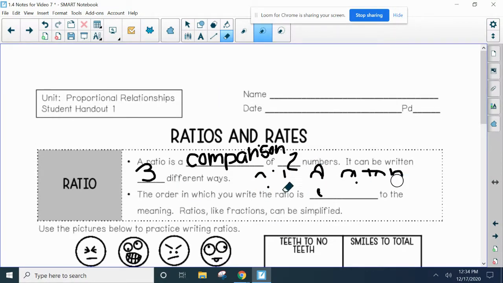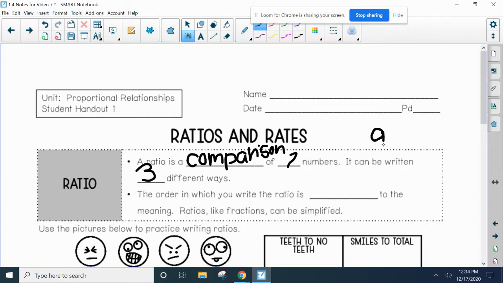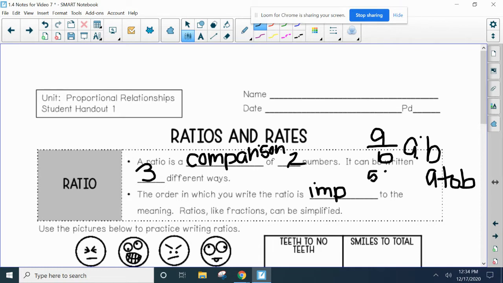All right, so A to B, A fraction B, A to B. But all of them are A to B. I'm just moving it. A to B, A colon B, A to B. All right, so the order in which you write the ratio is important, because when it says you're comparing A to B, I put 5 to 2. I'm assuming 5 is A and 2 is B. It has to stay in the order that you said it was.